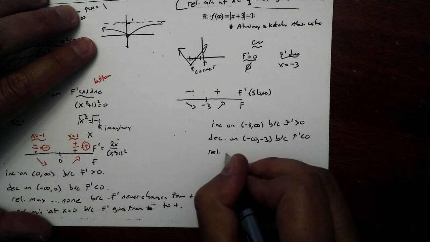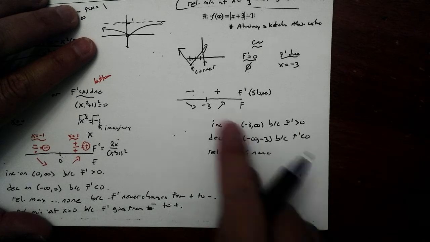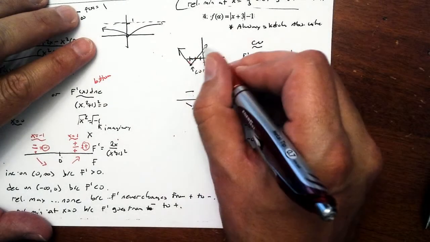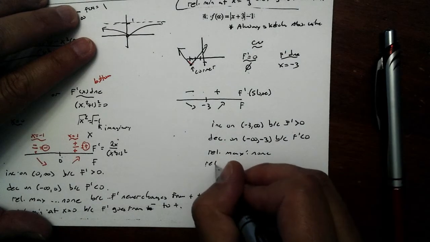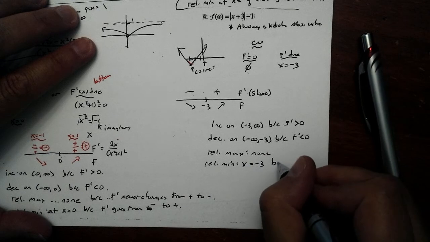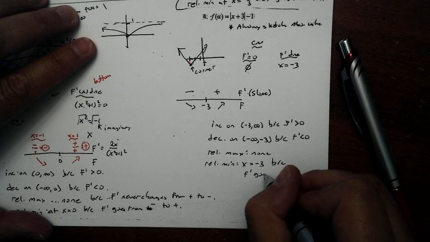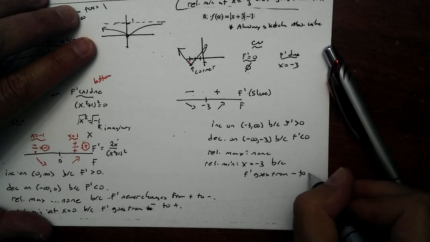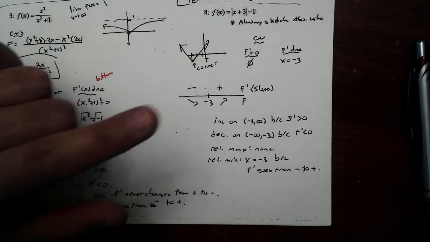Is there a relative max? The answer, none, because there is no change from positive to negative. Remember, we can even look at the graph. There is no relative maximum value. Is there a relative minimum? Yes, it is at x equals -3, and that is because the slope, or the derivative, goes from negative to positive.